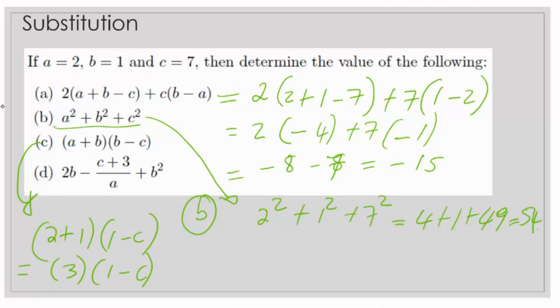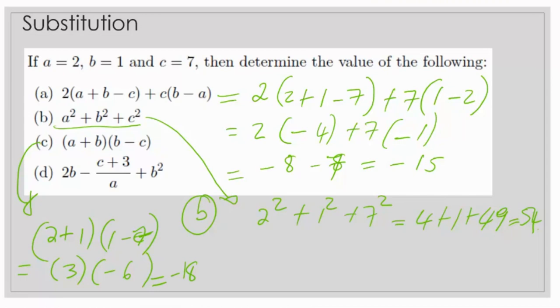Oh, you see that I was sleeping. 1 minus 7, who said that? Minus 6, right? Then I've got my brackets. 3 multiplied by minus 6 is minus 18, right? Okay, this one was just straightforward.